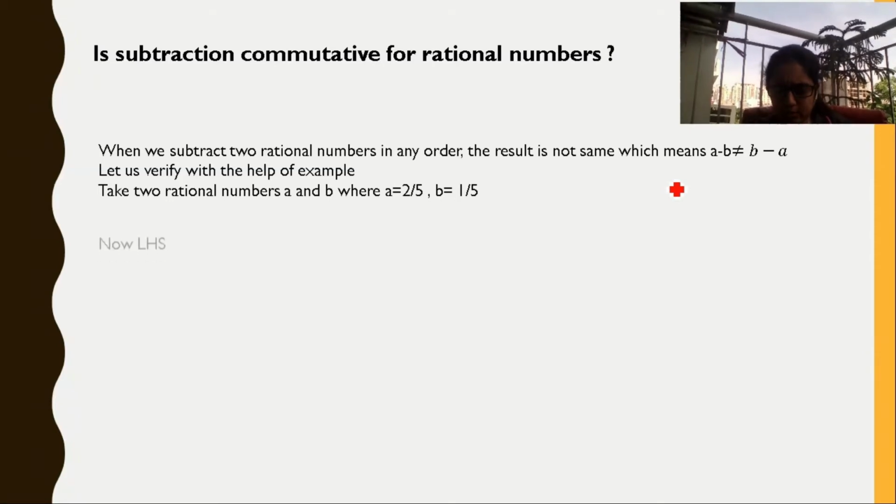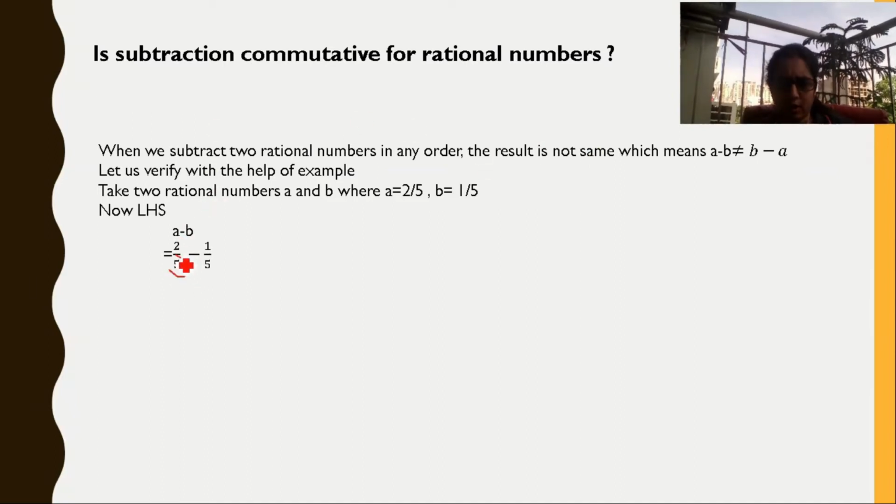So let's do it. First we will do the left hand side. In the left hand side, a minus b, where a is 2 upon 5 and b is 1 upon 5. Let's subtract 2 upon 5 minus 1 upon 5. If our denominators are the same, then we will take the denominator as it is, like this. I will take the denominator 5 and I will do 2 minus 1. 2 minus 1 equals 1.